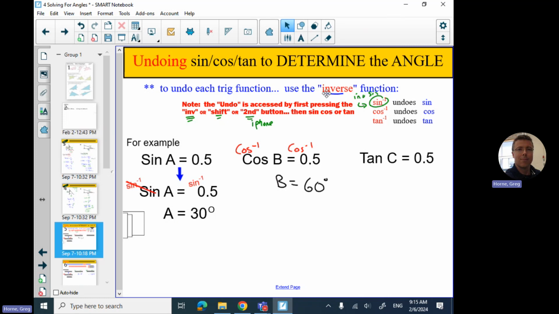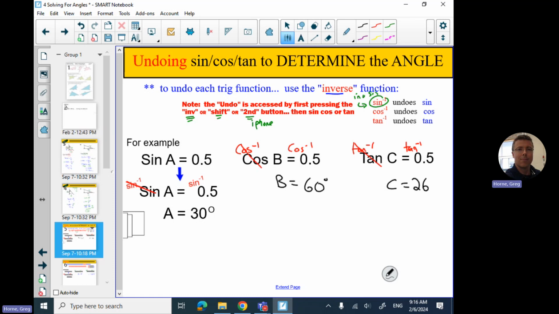And the tan of 0.5 here. So we're going to do tan inverse. Get rid of the tan operation function. Sine is gone, cos is gone, tan's gone. We're left with just C, the actual angle. So tan -1 of 0.5 is 26.56.